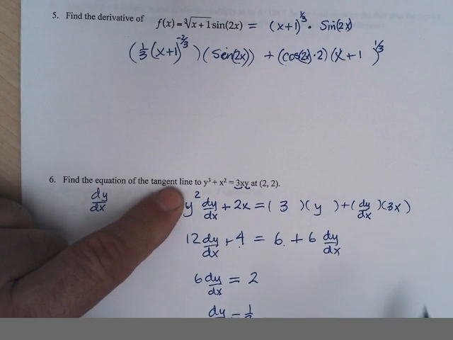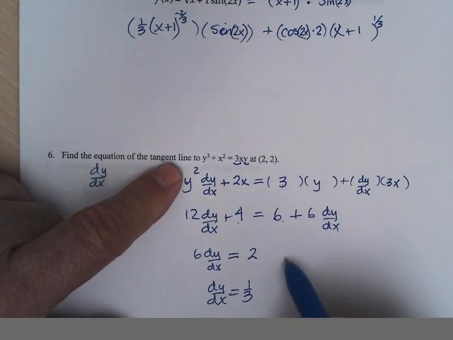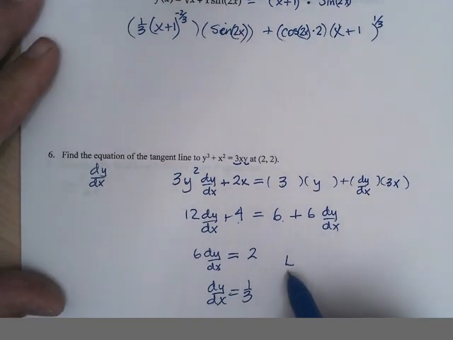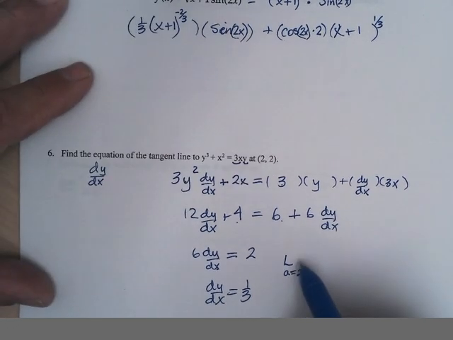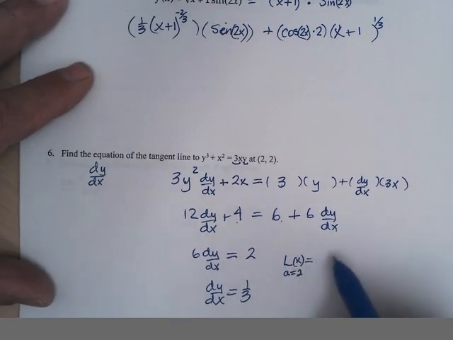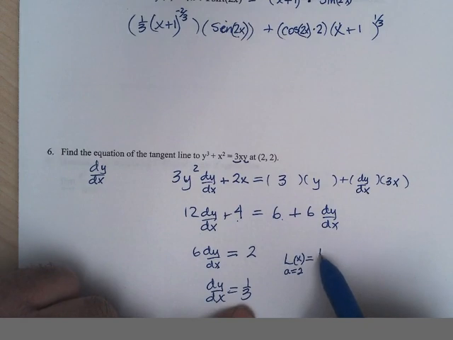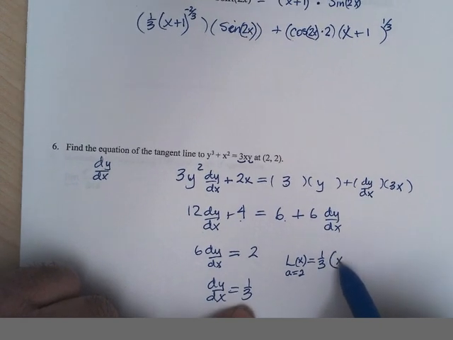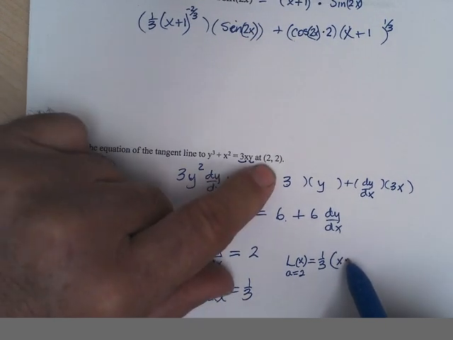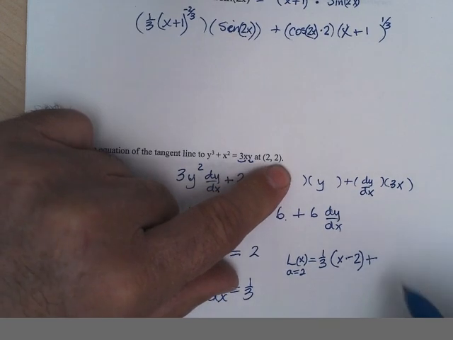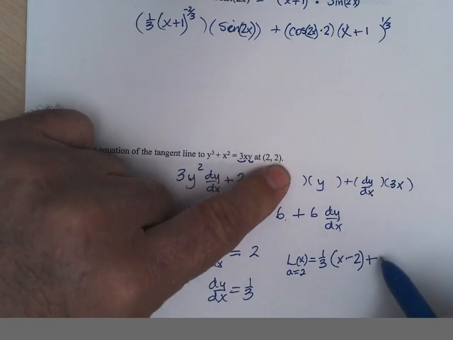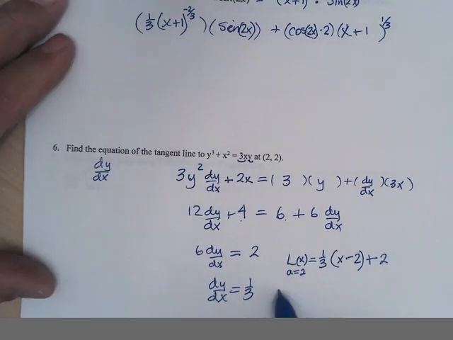Now to find the equation of the tangent line, it's going to be L at a equals 2, is the derivative, 1/3 times (x minus 2), plus f of 2, which is also 2.